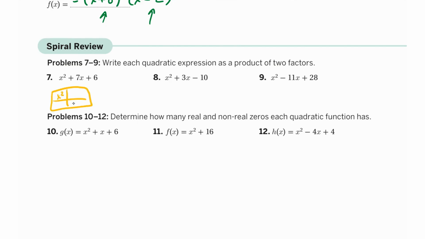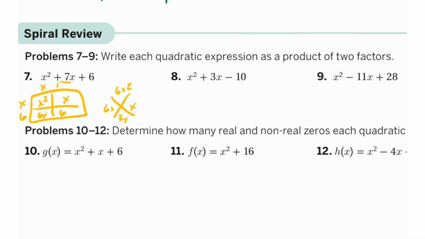First term, first box, last term, last box. Middle term has to multiply to 6x squared, which would just be 6x and x. Then I actually factor these out to see that I am going to get, I'm low on space here, but I'll put all my answers here in blue. So I got x plus 1 times x plus 6 for this one.